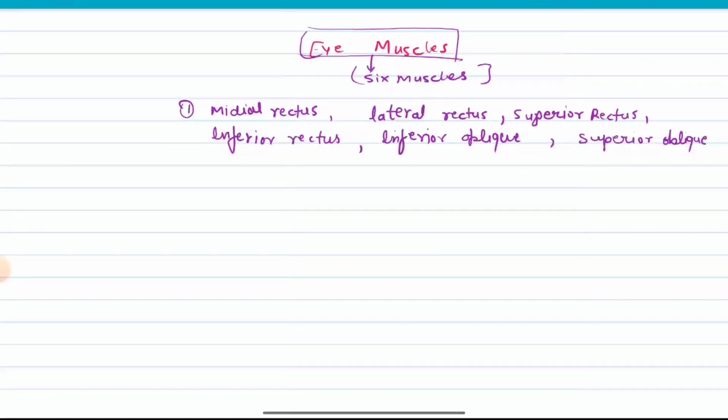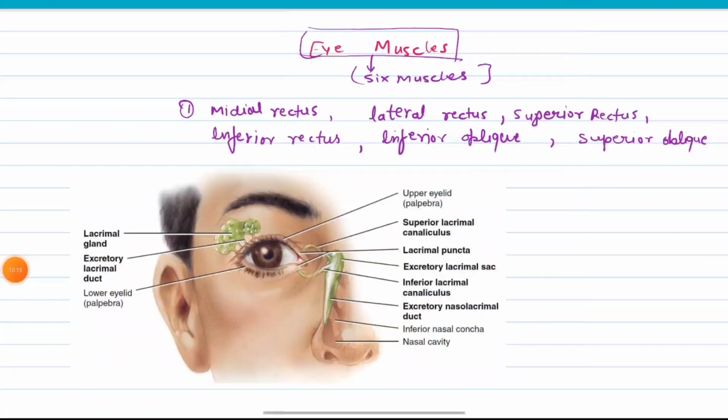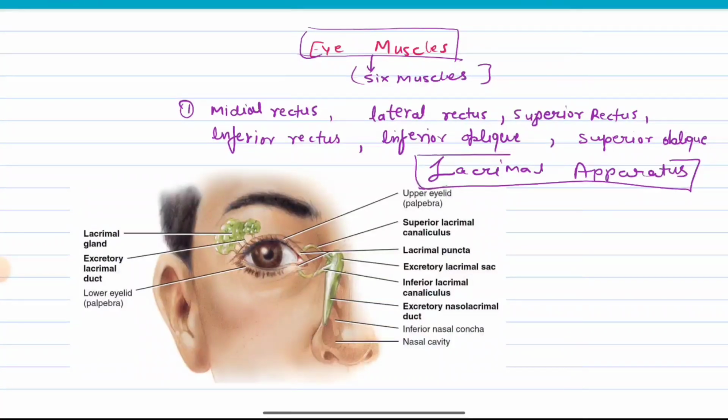So they provide different tension and torsion to move the eye effectively. Now if we talk about the lacrimal apparatus, this is the lacrimal apparatus. The lacrimal glands secrete tears.